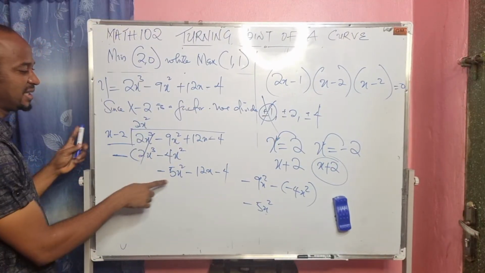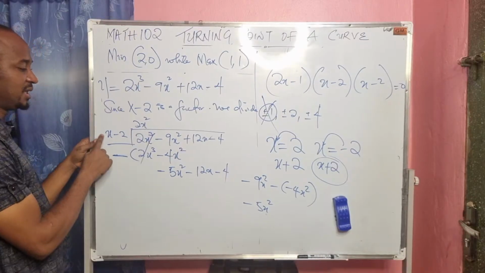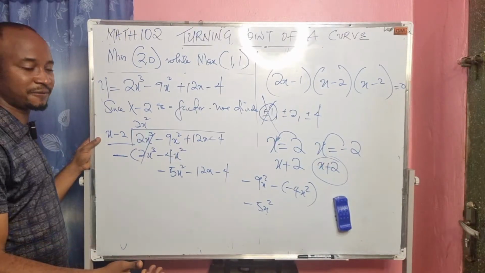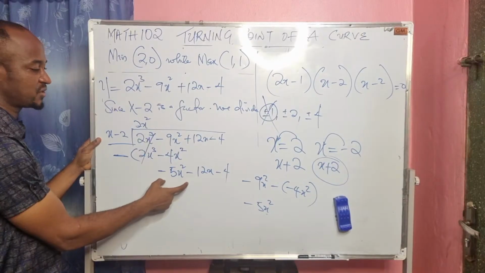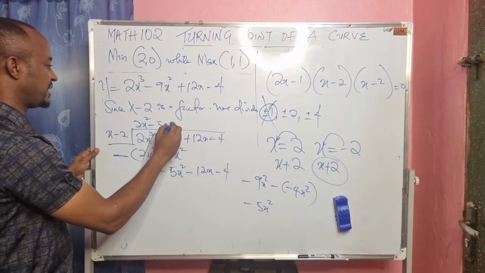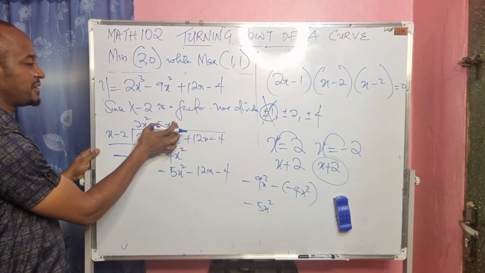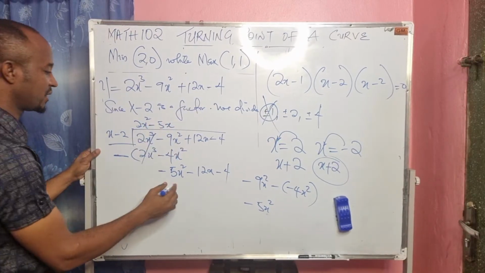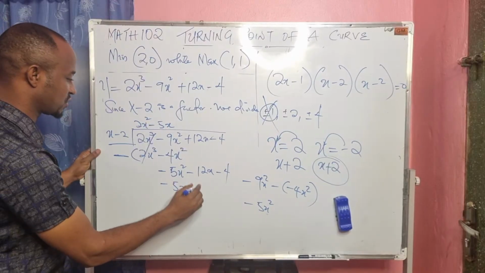Now, look at this here. The degree here is 2. The degree here is 1. It means I can further divide. So I will divide minus 5x squared by x. That will give us minus 5x. So multiply 5x by x, that will give us minus 5x squared.